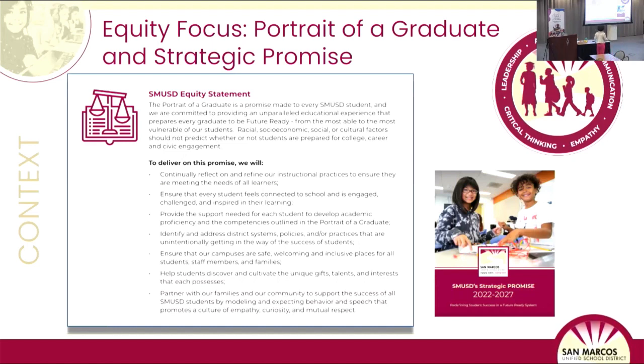But our focus is that racial, socioeconomic, social, or cultural factors will not predict whether or not our students are prepared for college, career, and civic engagement. And to deliver on these promises, these are the bullet points that we have said that we are going to do. And every month at our board meeting, I have to stand up and say the types of things that we are doing to live up to this promise that we have made to our students.